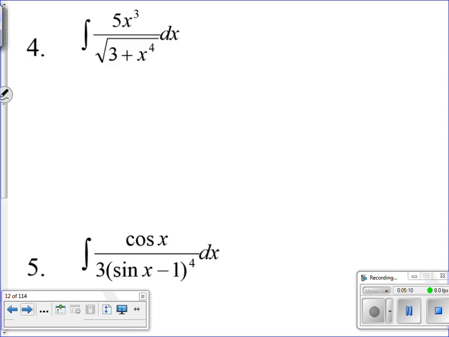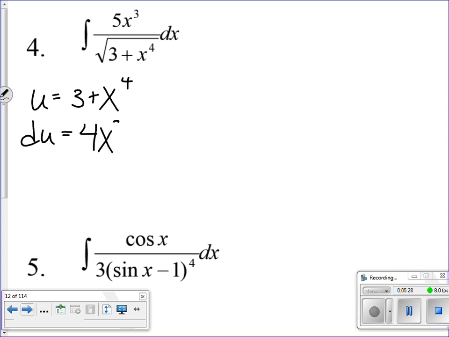Number 4, this is going to be u sub. And if you notice, if we make u the inside function 3 plus x to the 4th, we're in luck because du contains a factor of x cubed. Du is 4x cubed dx. Now, if we didn't have this x cubed up here already, we could not go ahead with this u substitution because you can't do u sub without having the factors of du. And you're only allowed to put in missing factors that are constants, not x's.